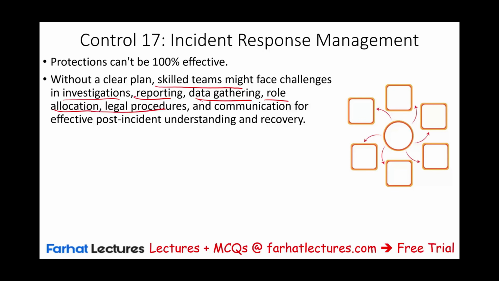Legal procedures: you might have to notify regulatory agencies. You might have to notify clients, customers, and so on and so forth. And communication for effective post-incident understanding and recovery, because your reputation could be damaged because of that. So you want to have a clear plan.